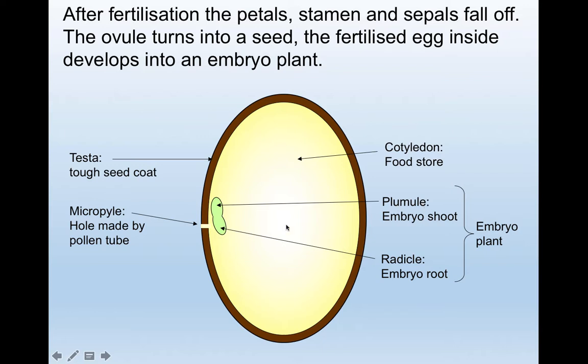The plumule is the embryo shoot, and the radicle is the actual embryo root. This will come out as the root, and this will be the shoot of the plant, or the stem, that goes up and above it there. Self-pollination occurs when the pollen falls from the anther onto the stigma of the same flower. Self-pollination does not promote variation, so it is not desirable.